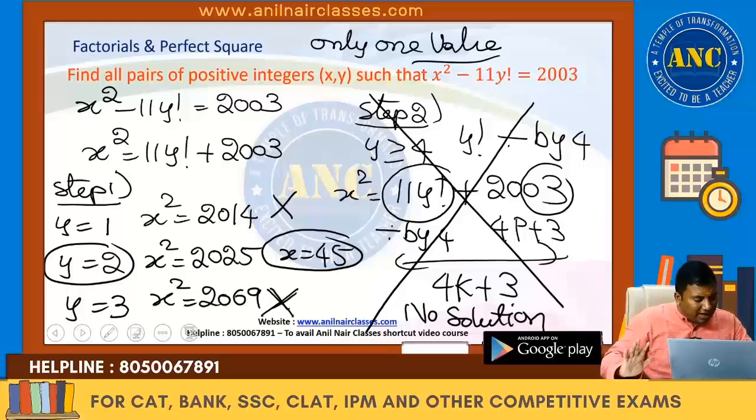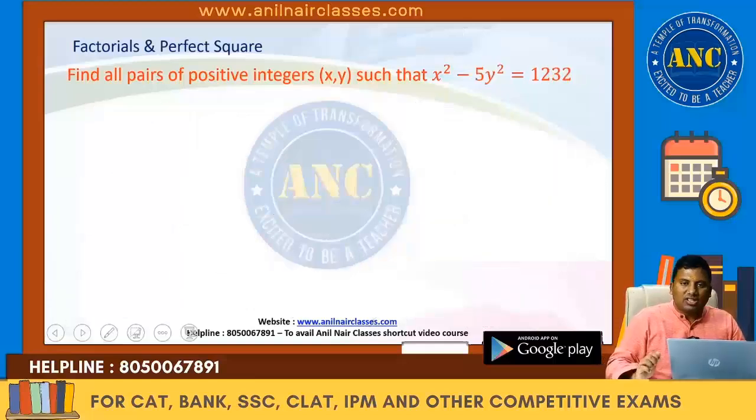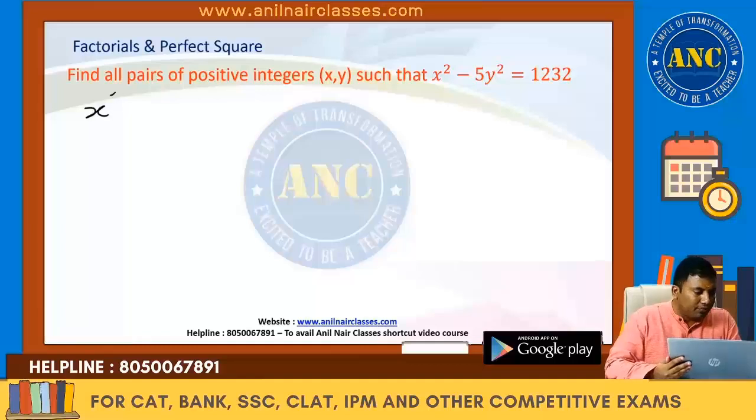I hope the idea is clear. Is it clear? Third question. Find all the pairs of positive integers such that x square minus 5y square is 1232. X square minus 5y square is 1232.